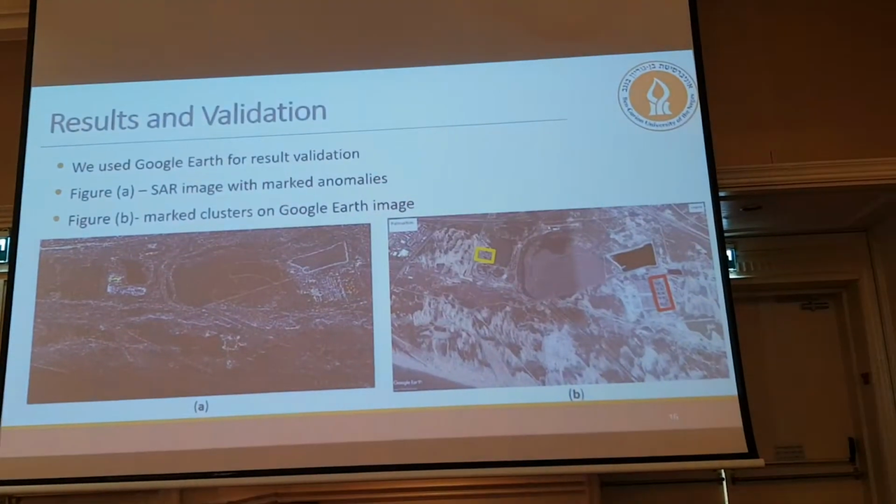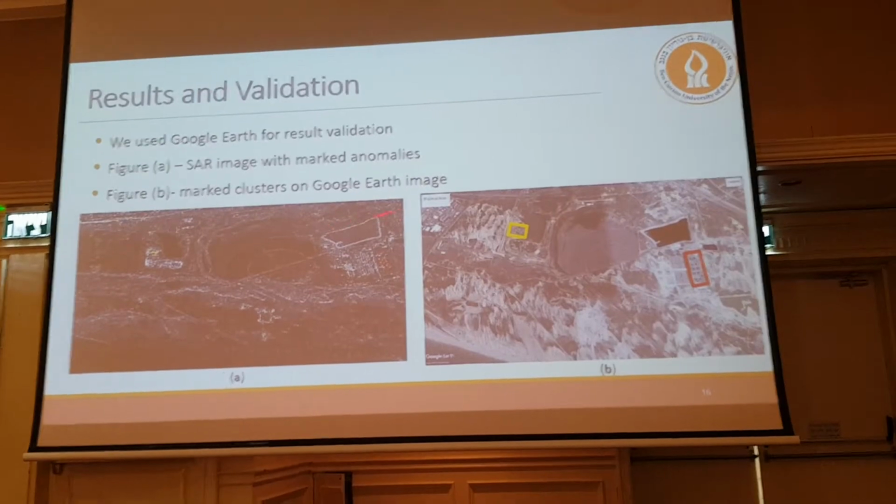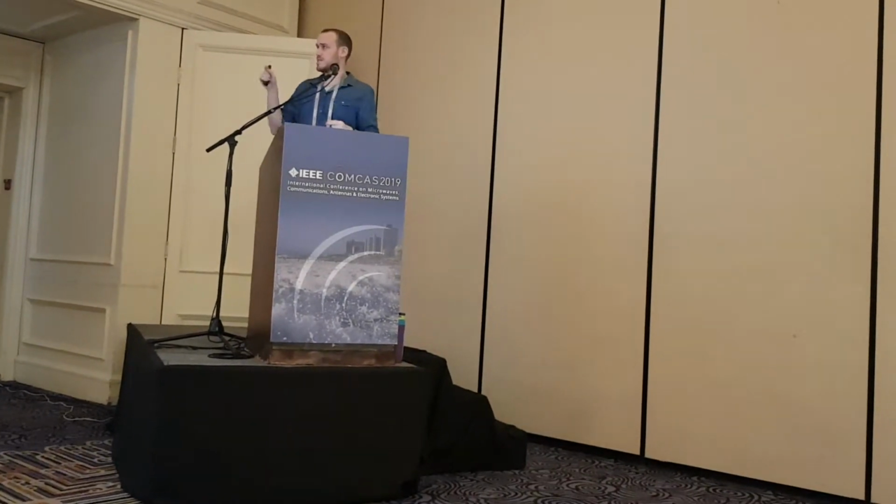So now I will show you some results. In figure A, we are seeing the anomalies marked on the SAR data. We take just one representative of the SAR data cube. So here we are seeing the yellow cluster, here we are seeing the red cluster. Because we didn't have any labels for our data, we decided to validate our results using Google Earth. Because Google Earth has high resolution images, and also, which is the most important, has different images from different times of the same region. So with that, we could validate our results.